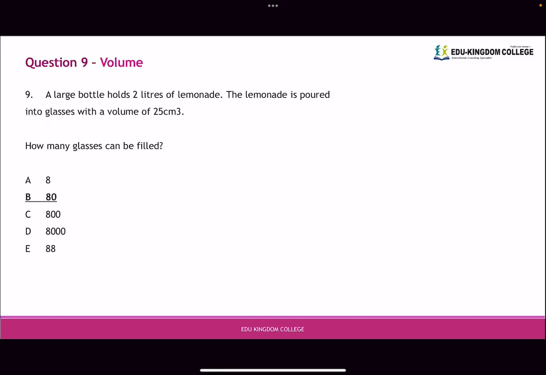Now, question 9. A large bottle holds 2 liters, or 2,000 mils of lemonade. The lemonade is poured into glasses that have a volume of 25 centimeters cubed. So remember, centimeters cubed equals mils, so 25 mils. Okay, 2,000 divided by 25. Okay, we can't do it directly. 25 goes into 200 8 times, and then 0 times. So our answer is 80.